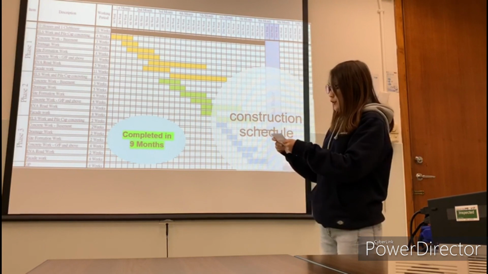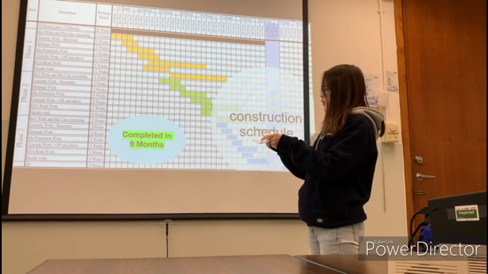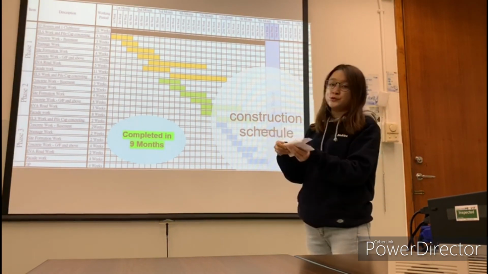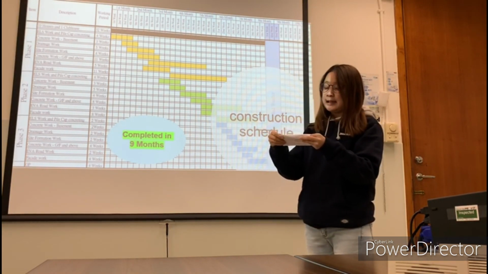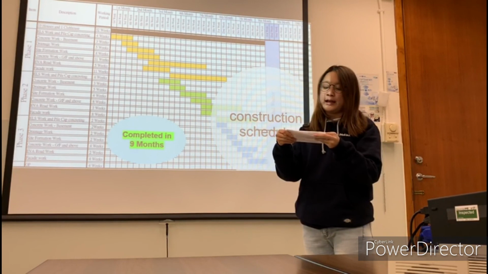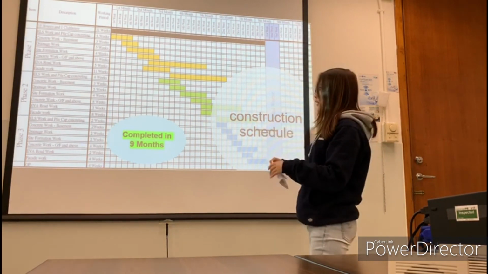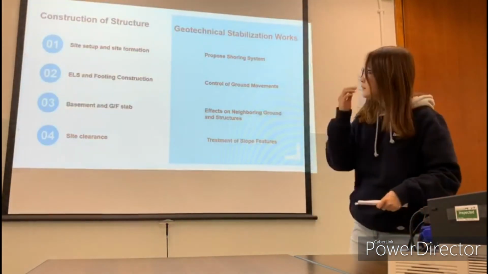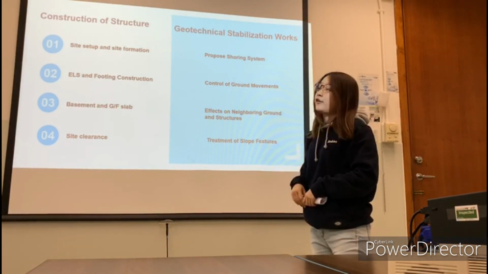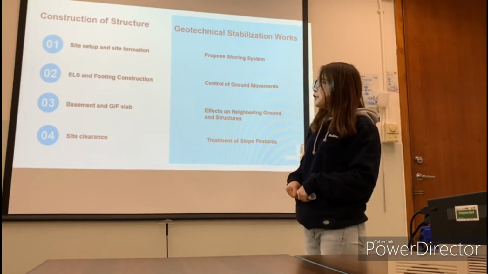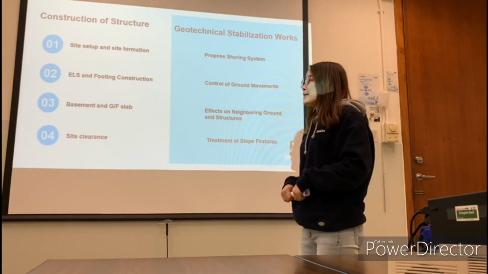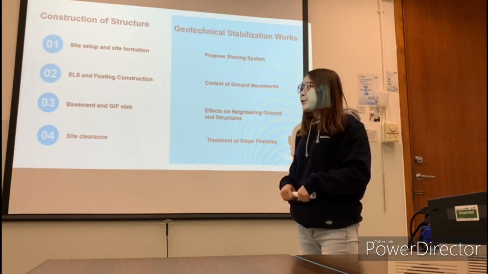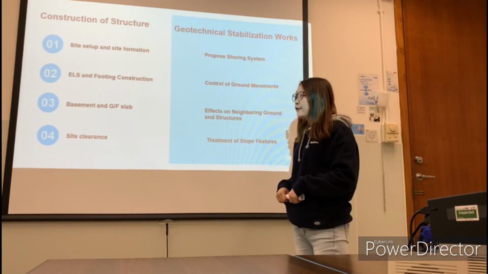Here is our schedule. We expect to finish all the construction work in 9 months, including foreseen bad weather. It is expected to get the occupation permit 4 weeks after the application. Here is the construction schedule of the structure. First, we will do the site setup and the site formation, and then we will do the ELS and footing construction. After that, we will do the basement and the 1 floor slab.